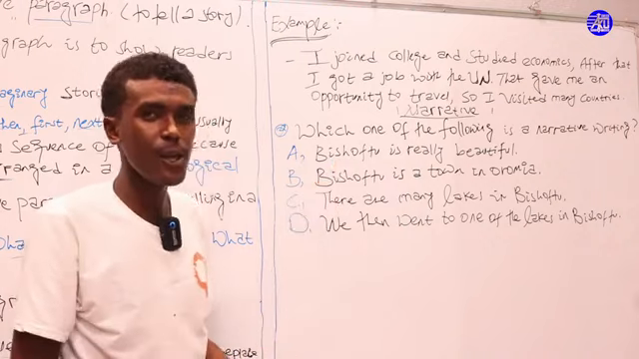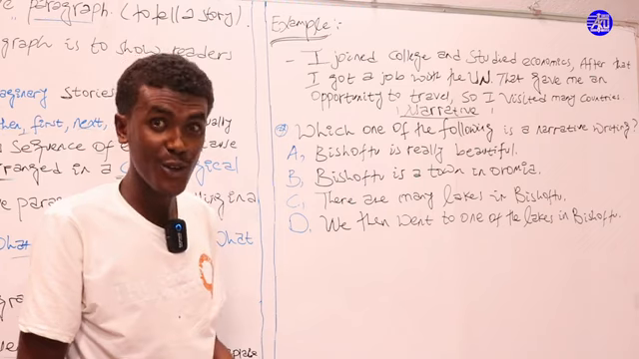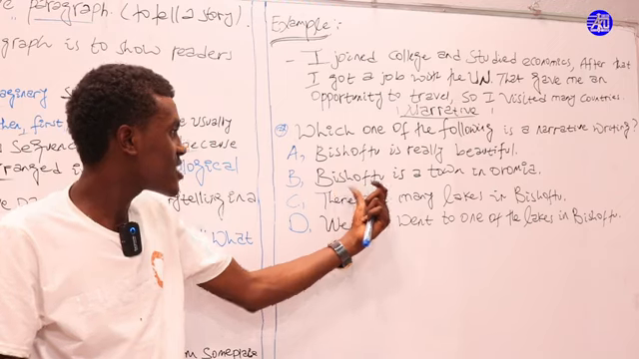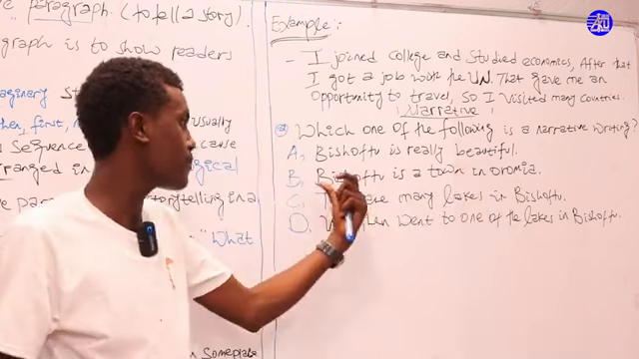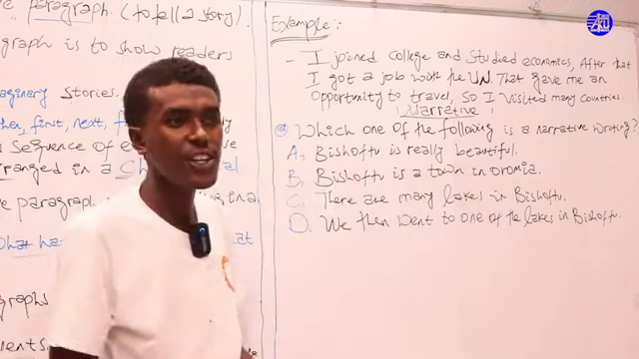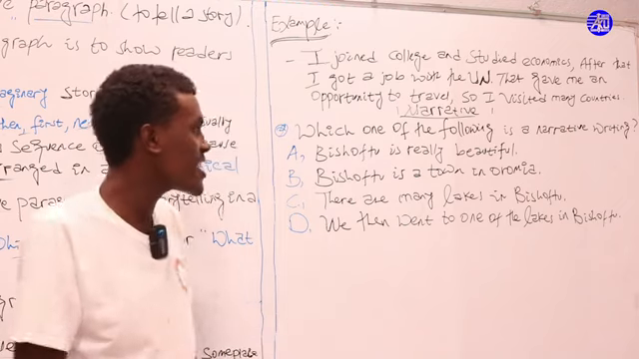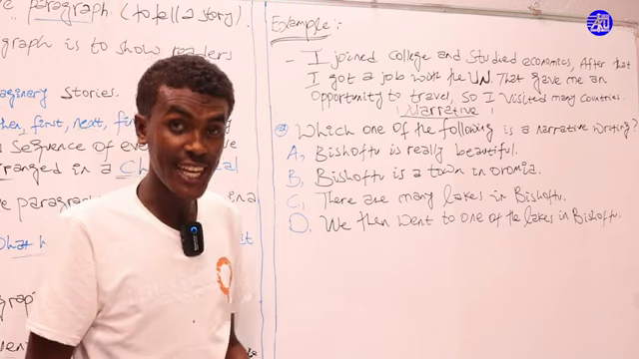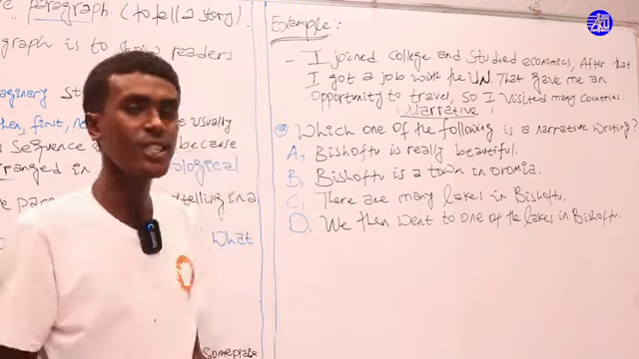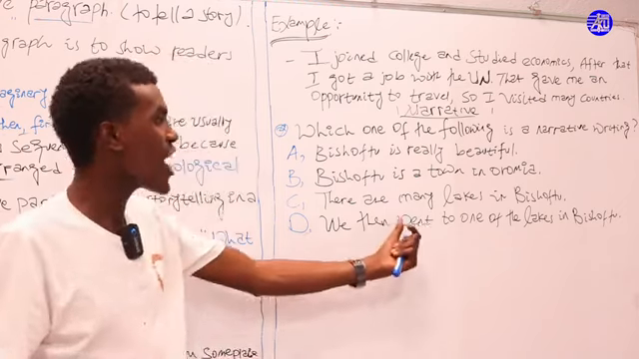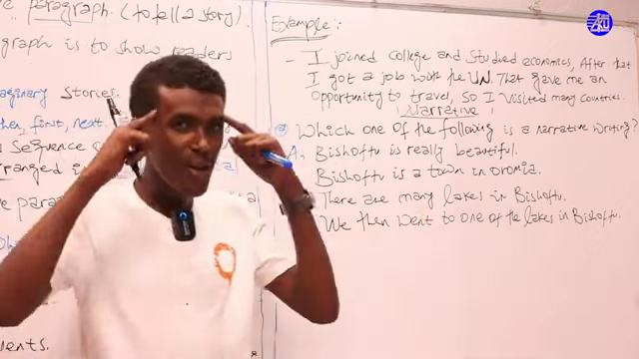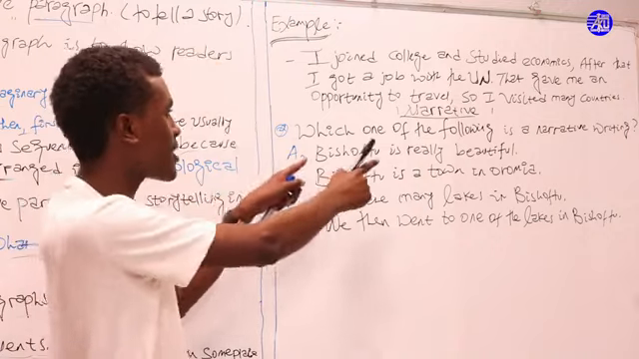Bishoftu is really beautiful. And next it says B, Bishoftu is a town in Oromia. And then C says there are many lakes in Bishoftu. And option D says we then went to one of the lakes in Bishoftu.